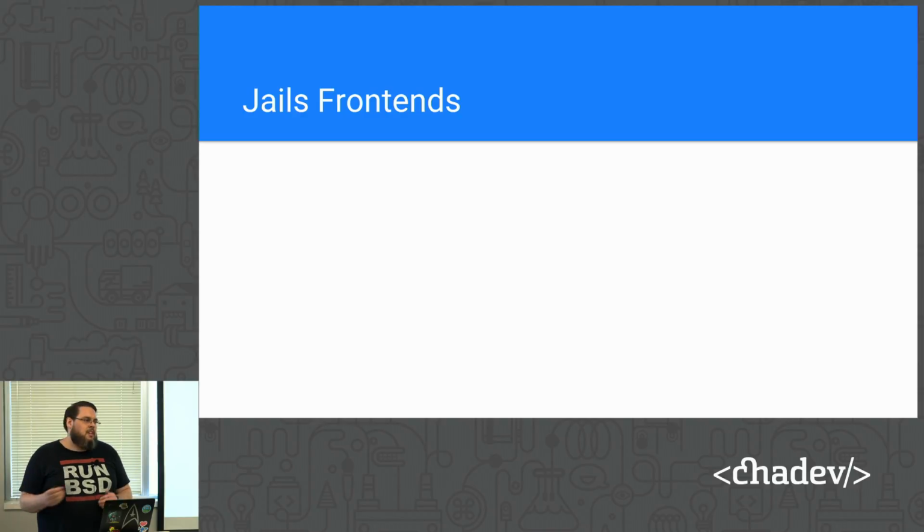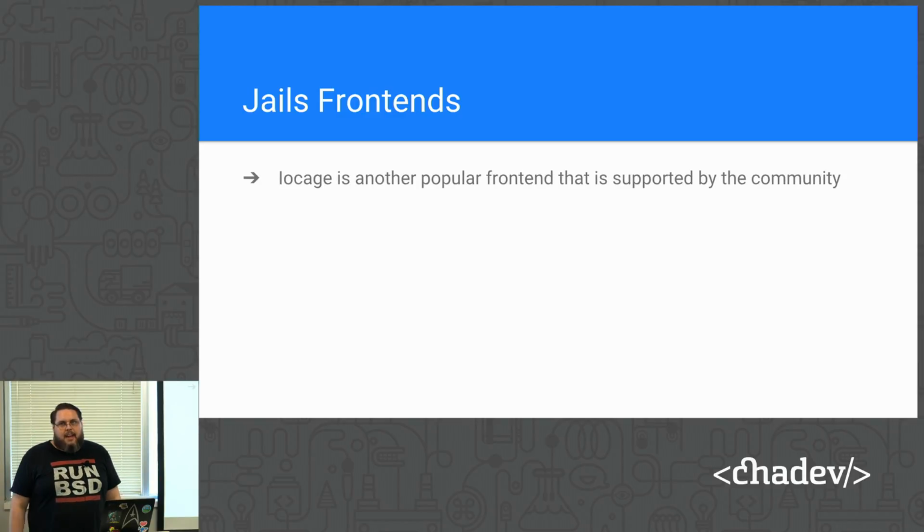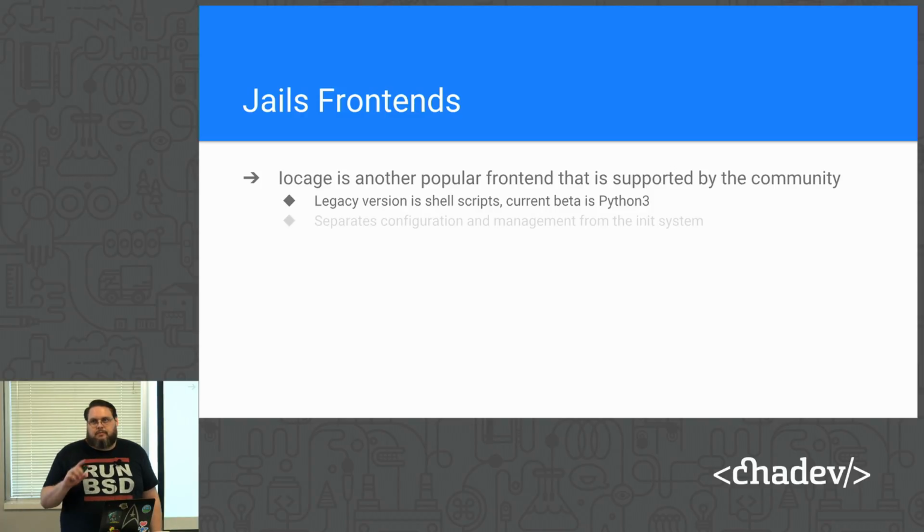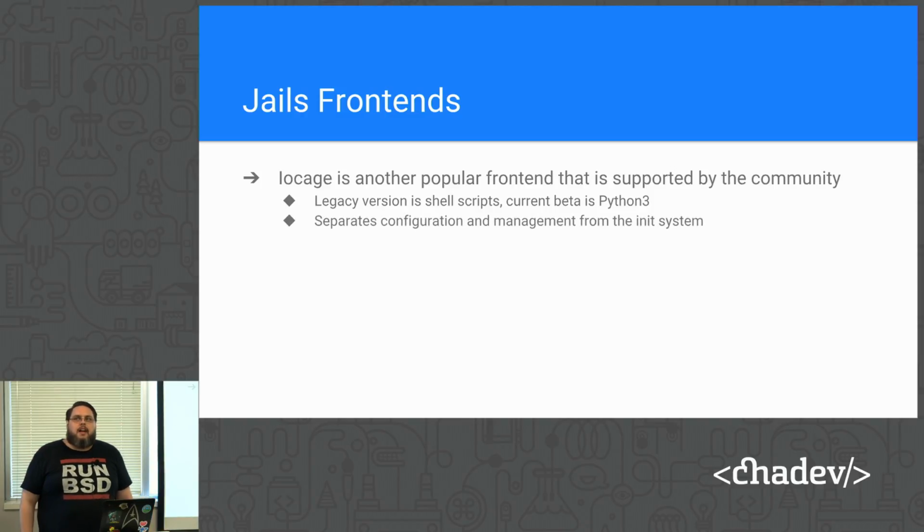So as EasyJail grew, though, it started to lose its namesake of being easy, and that's when iocage came around. iocage has two main versions right now. There's a legacy version that's in shell scripts, and then there's a beta that's written in Python 3. It supports having the configuration and the management outside the init system environment variables, just like EasyJail does.